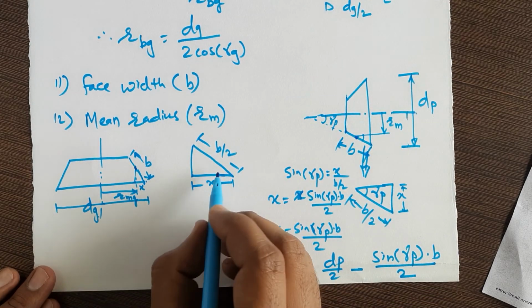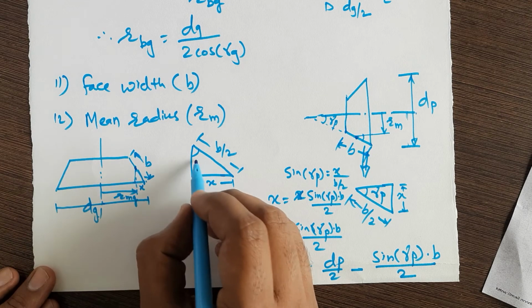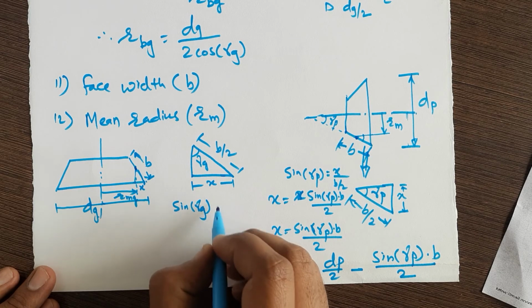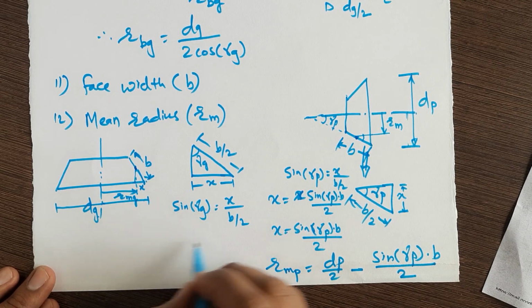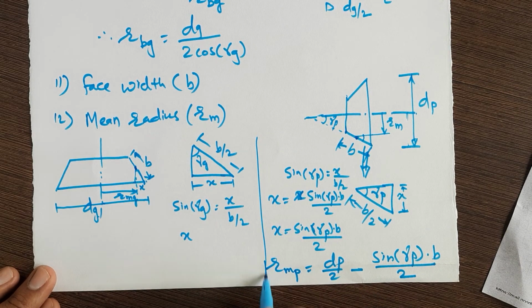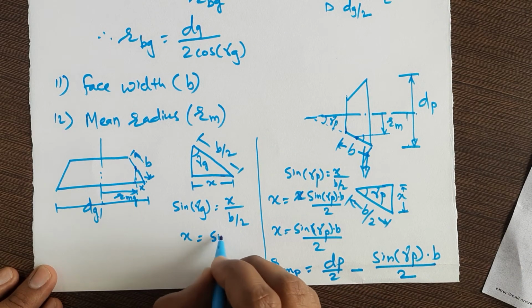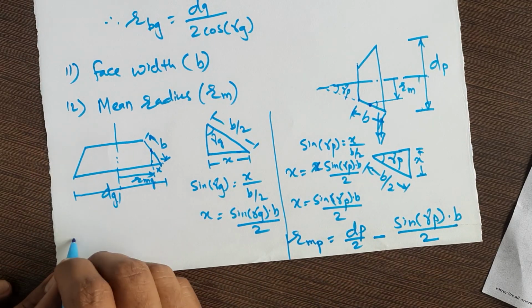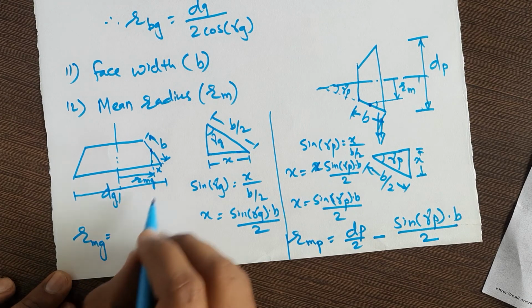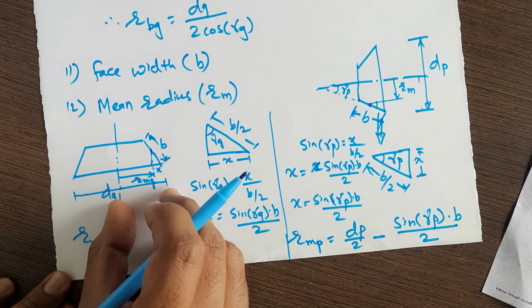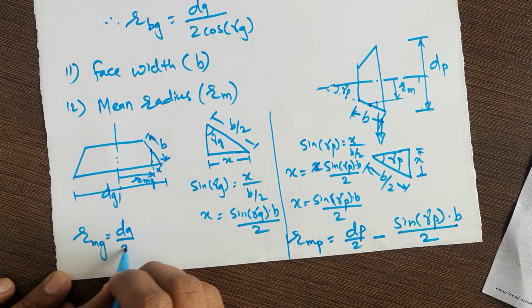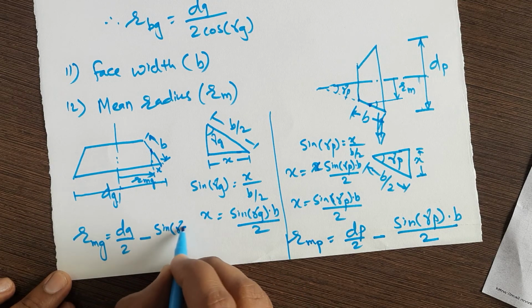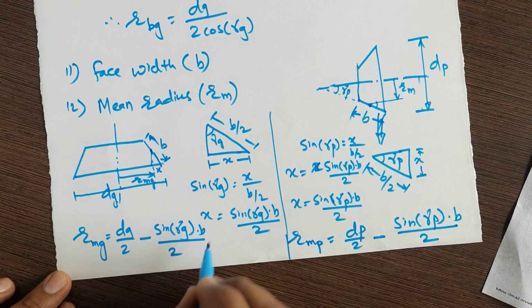Now again this angle will be gamma g. Again we consider the sine of gamma g, equal to x divided by b by 2. So in this case x will become sine of gamma g into b divided by 2, and your mean radius for the gear will become, with the total distance dg and up to this dg by 2, dg by 2 minus this x distance, where x is sine of gamma g into b divided by 2.